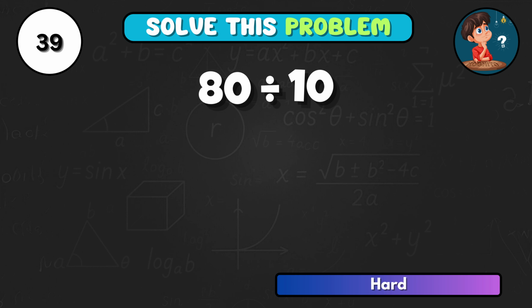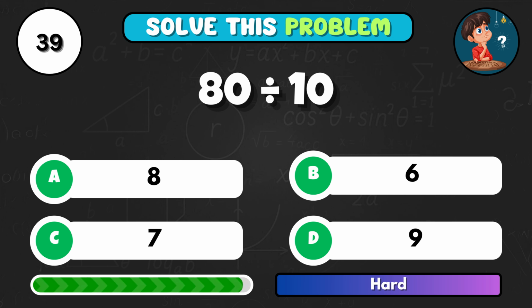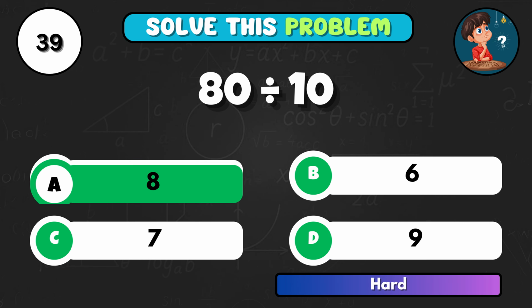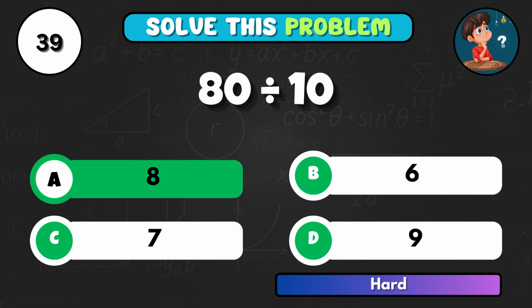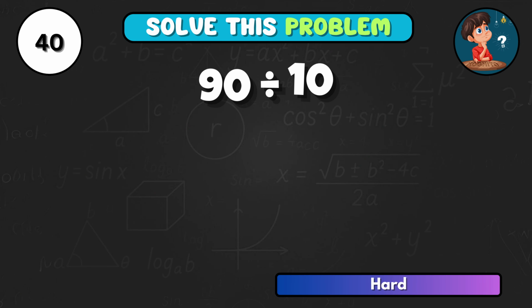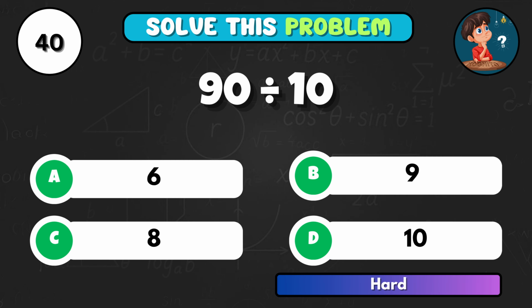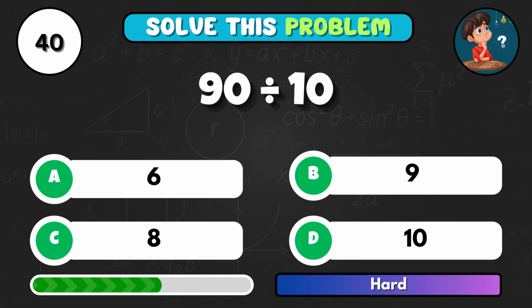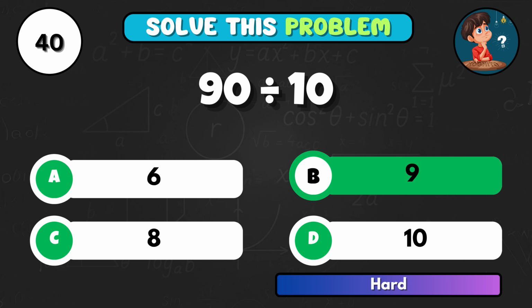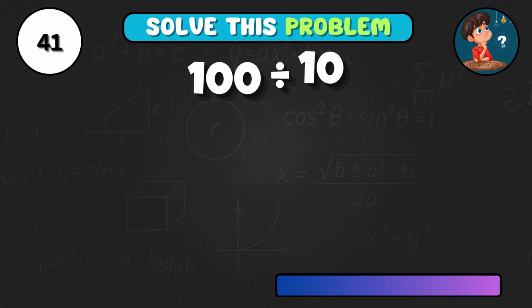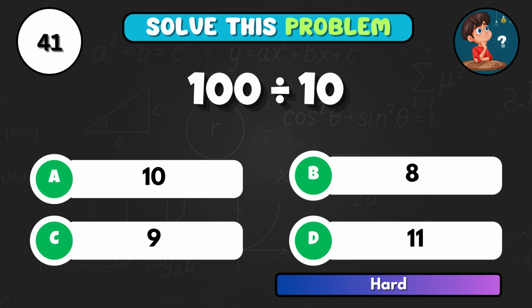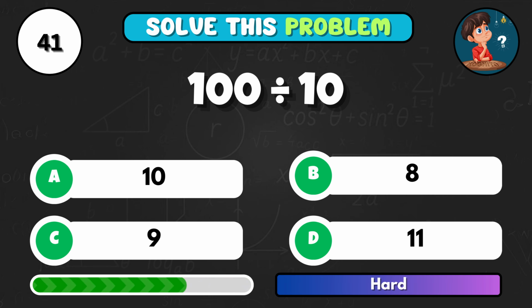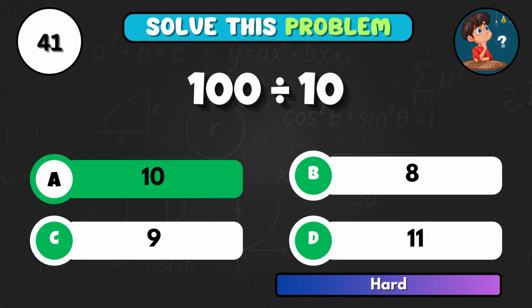80 divided by 10 comes out to that's A, 8. 90 divided by 10, what's the result? The right answer is B, 9. 100 divided by 10 equals the solution, A, 10.